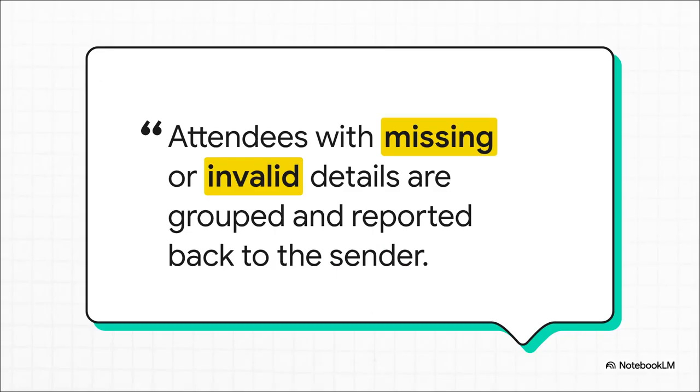And the smarts don't stop there. The system also kind of acts like a data quality expert. It literally goes through every single line of that spreadsheet and checks the attendee info. So if an email address looks weird or is just plain wrong, or if a name is missing, it doesn't just crash or fail silently. Nope. It carefully sets that one invite aside and keeps on going.